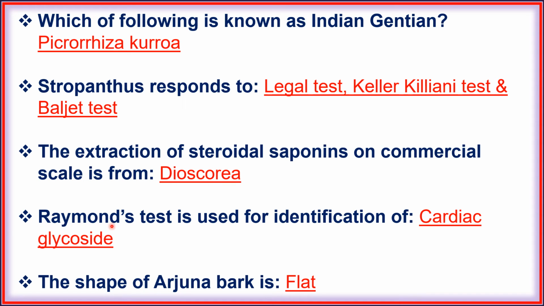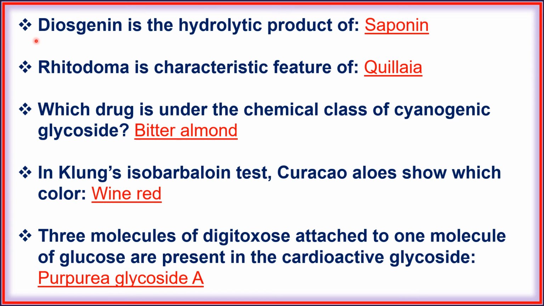Next, Raymond's test is used for identification of cardiac glycoside. Next, the shape of Arjuna bark is flat. Next, diosgenin is the hydrolytic product of saponin. Next, rhytidome is characteristic feature of Quillaia. Next, which drug is under the chemical class of cyanogenic glycoside, that is bitter almond?